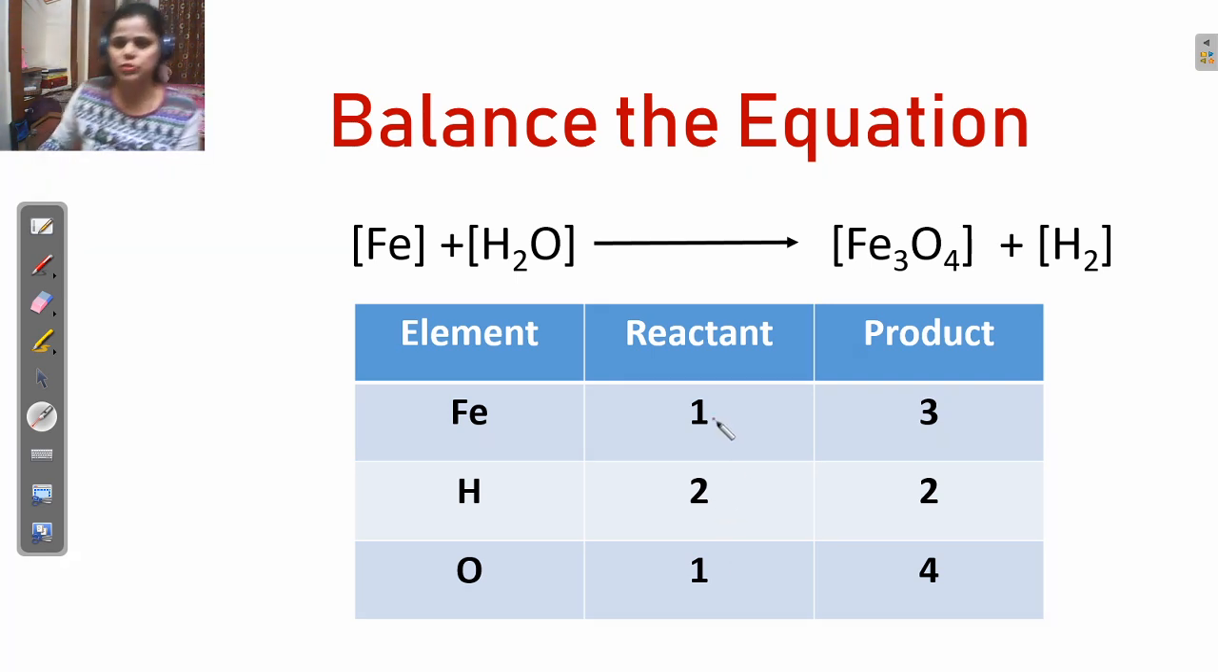So let's see, students, in the iron, the number of atoms in the reactant side is 1 and the number of atoms in the product side is 3. So if we multiply 3 here, that means 1 multiplied by 3, then we get 3. 1 into 3 equals 3. So 3 equals 3. If we multiply the 3 in the reactant side, then we will balance the number of atoms of the Fe.